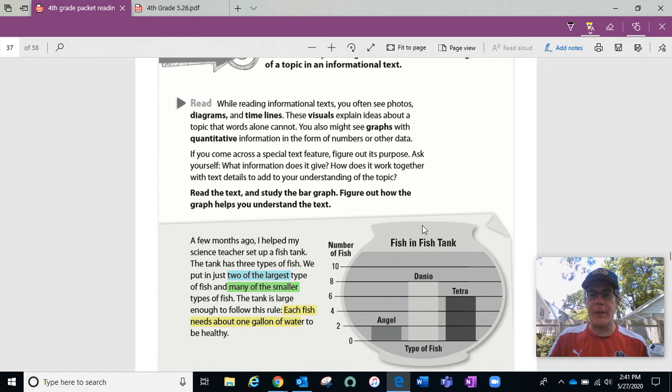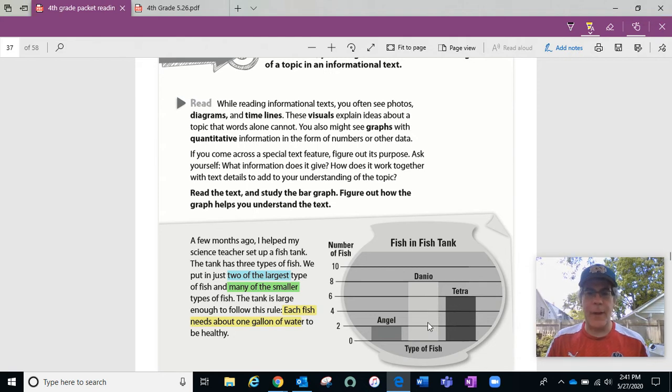So looking at the chart, it's a picture of a fish tank, and on one side it has the number of fish going from 0 to 10, and on the other axis it has the type of fish. There's the angel, the danio, and the tetra. From what I've read, I know that there are only 2 of the largest fish, so this shows that there are 2 angelfish, so those are the largest, and then many of the smaller types of fish, so danio and tetra. Looks like I have 8 of the danio and 6 of the tetra.